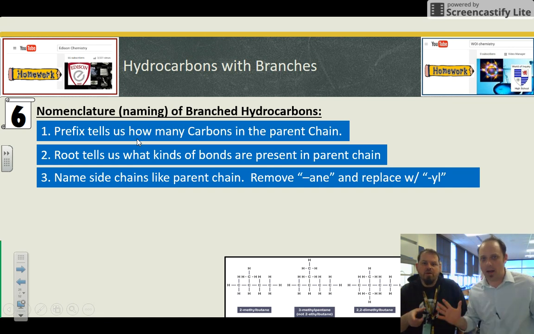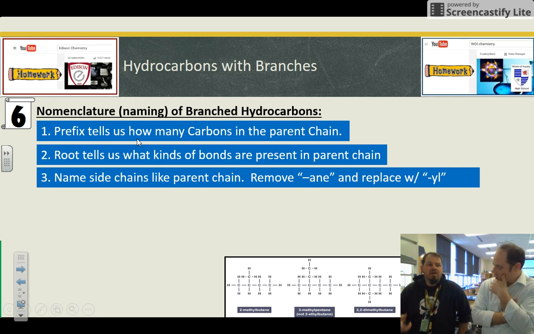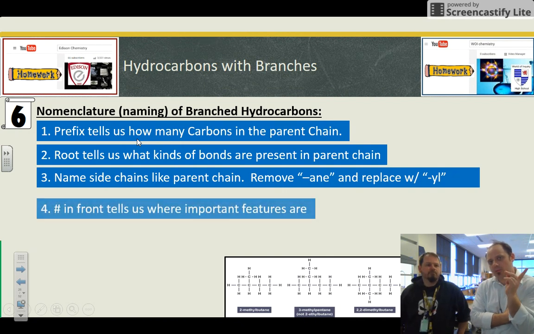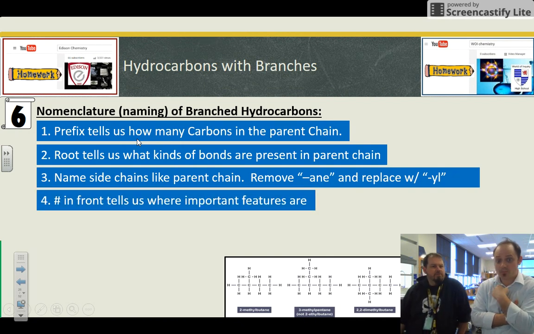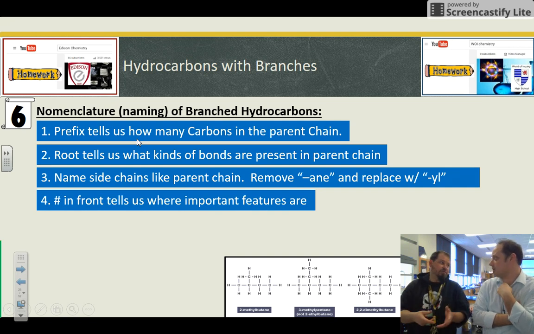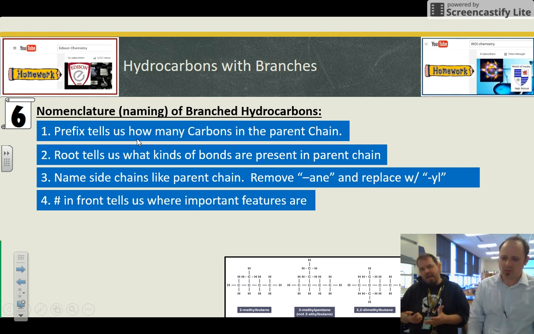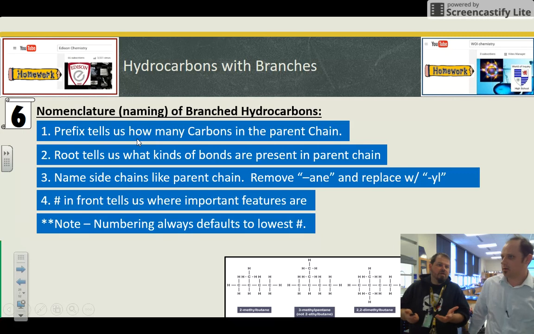So methyl, ethyl, propyl, butyl, pentyl, hexyl. When you see that yl in a name, that's your clue. That's different from the alkane naming system. It means that there's a branch on the chain somewhere. And the number in front tells us the important features of both. In this case, for the first few, just where the side chain is. And then the second piece would be where there's a side chain and a double bond. I think we only had one example of that.